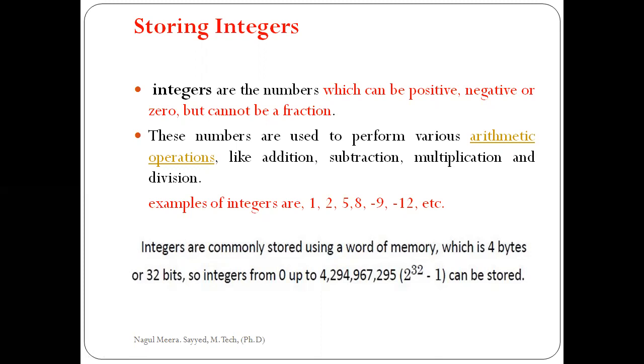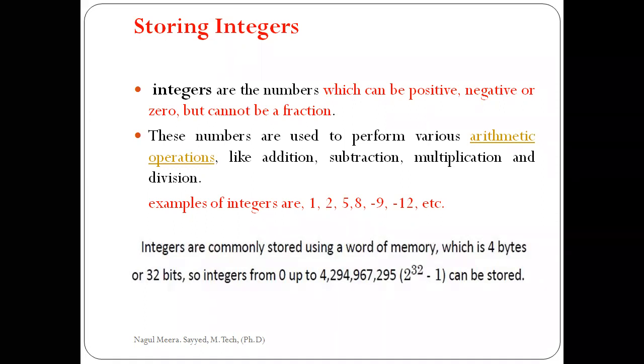What is the meaning of fraction here? Fraction is nothing but a decimal point. For example, 2.5, 4.5, 100.5. These are all fraction numbers. Those numbers are not integers. So simply, integer numbers are without fraction. A simple number without fraction is called an integer. It may be positive, negative, or zero.